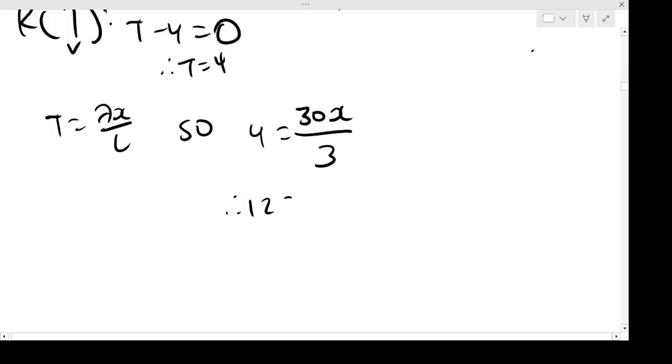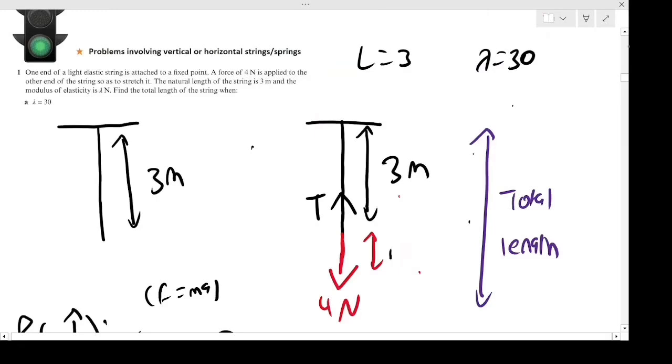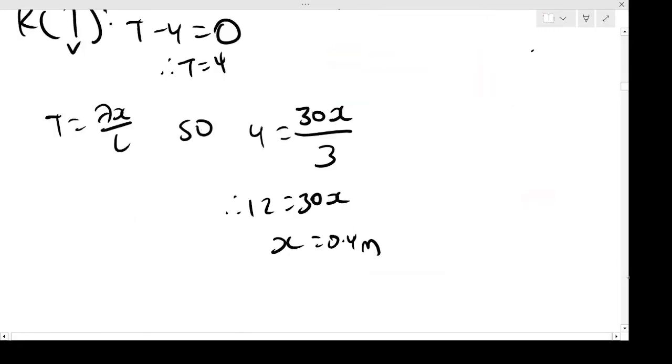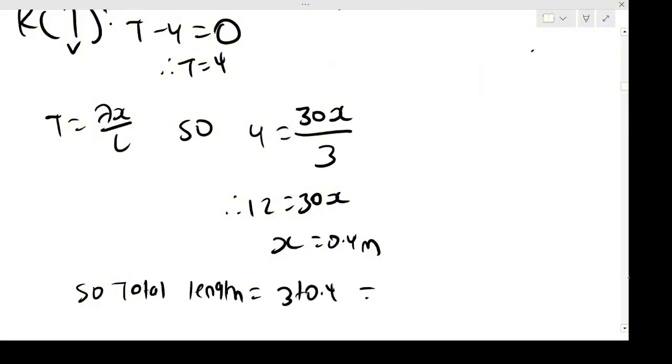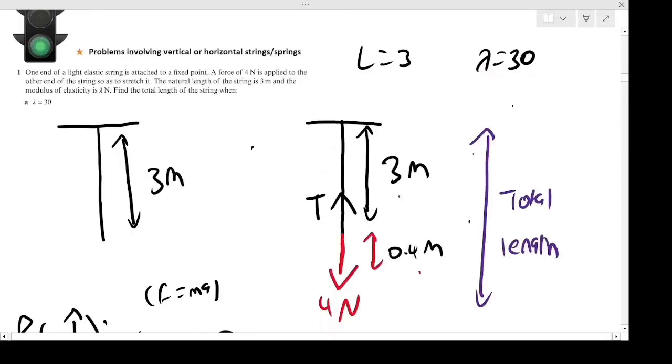So therefore 12 is 30x. That means x, if I divide by 30, I get 0.4. So this is 0.4 meters, and my total length is going to be 3 add 0.4, which is 3.4 meters. And there we are. So that's the core idea here.